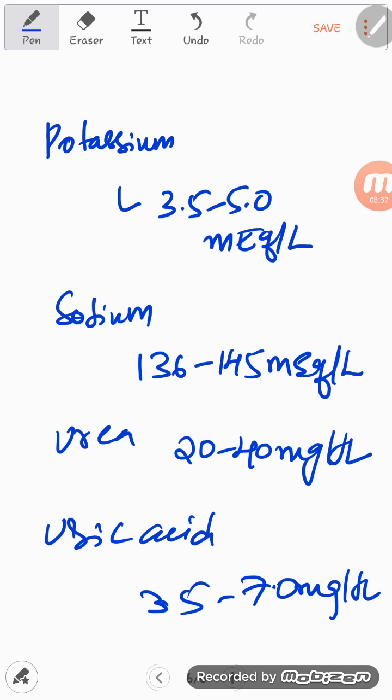I'm repeating again. The potassium value is 3.5 to 5 milliequivalents per liter. Sodium is 136 to 145 milliequivalents per liter. Urea is 20 to 40 milligrams per deciliter. Uric acid is 3.5 to 7 milligrams per deciliter. Apart from these values, you need to make a few important notes. All the things I'm discussing right now are repeats.